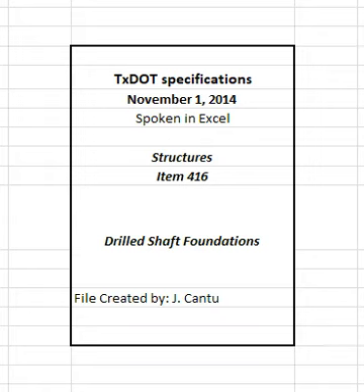Item 416. Drilled shaft foundations. 1. Description. Construct foundations consisting of reinforced or non-reinforced concrete drilled shafts. 2. Materials. Use materials that meet the requirements of the following items.